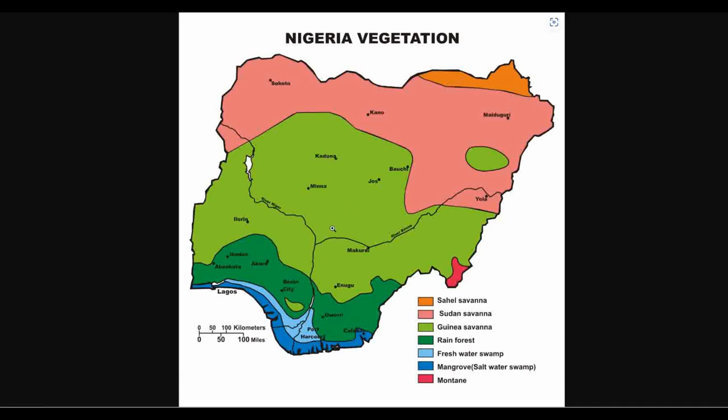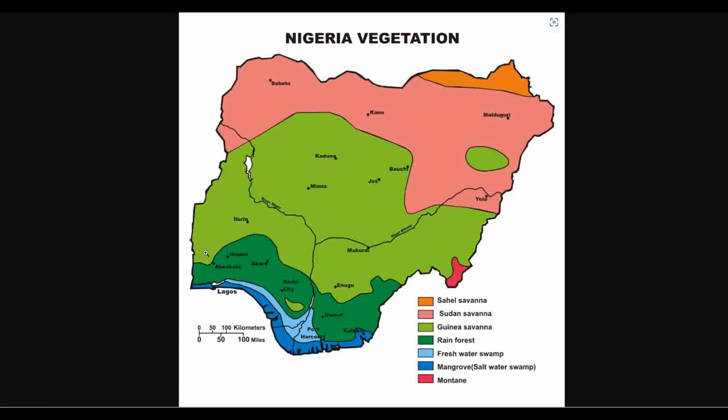You'll find it in Benue. You'll find it in Kogi State. You'll find it in Kwara State as well. Because this zone is moist, the grasses grow tall during the rainy season. The trees also occur quite close together, especially on the fringes of the rainforest.